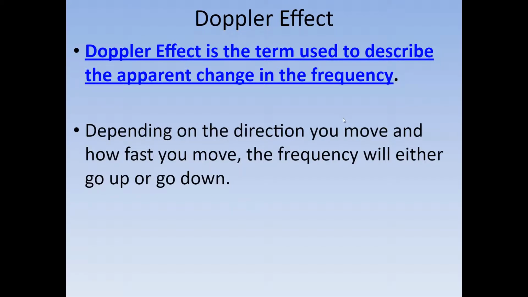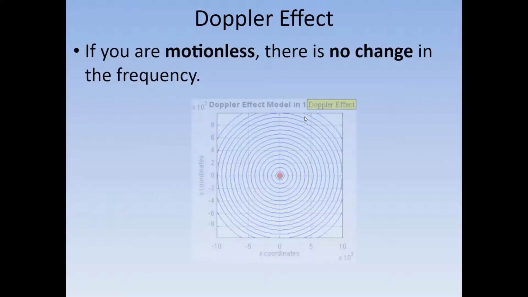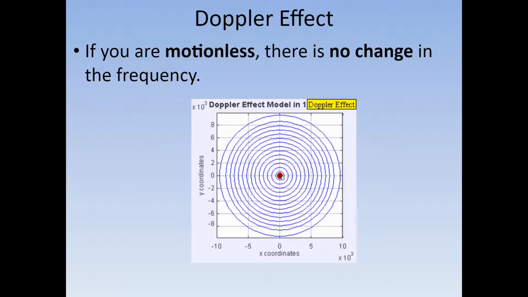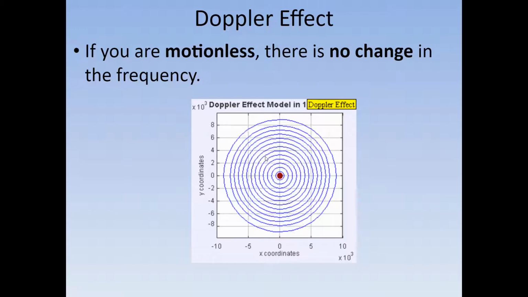Mainly, what this is caused by is you or the source moving. Basically, depending on how the two objects are moving relative to each other, it will make the frequency either go up or down. So if you're motionless, you're not moving at all, then there's no change in frequency. So this shows kind of a sound wave. Here we have a source that's not moving at all, and it's sending out a sound wave equally in all directions. You can see that the wavelength does not change as it goes outward.